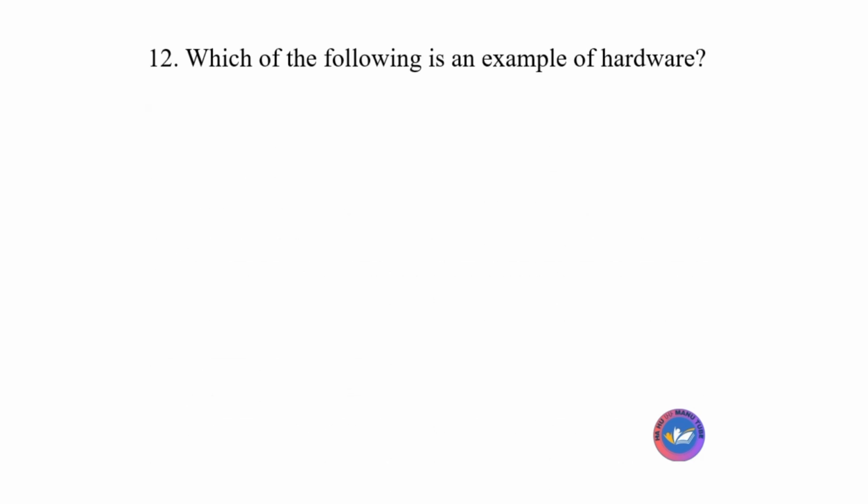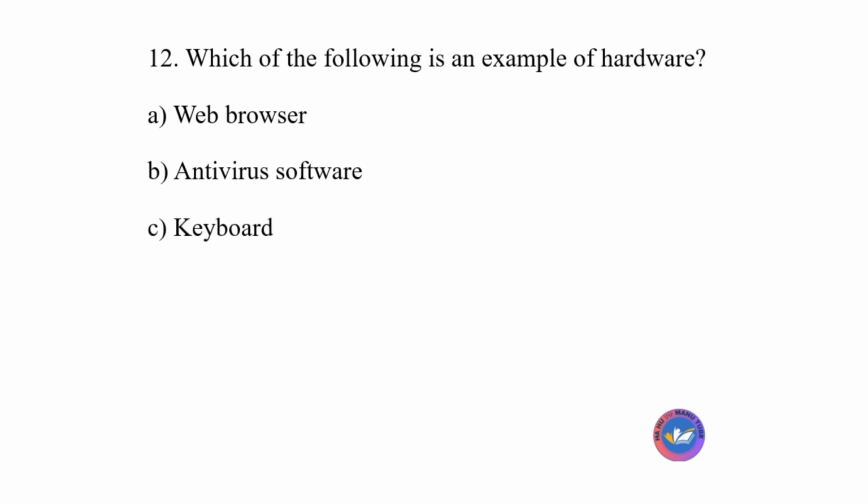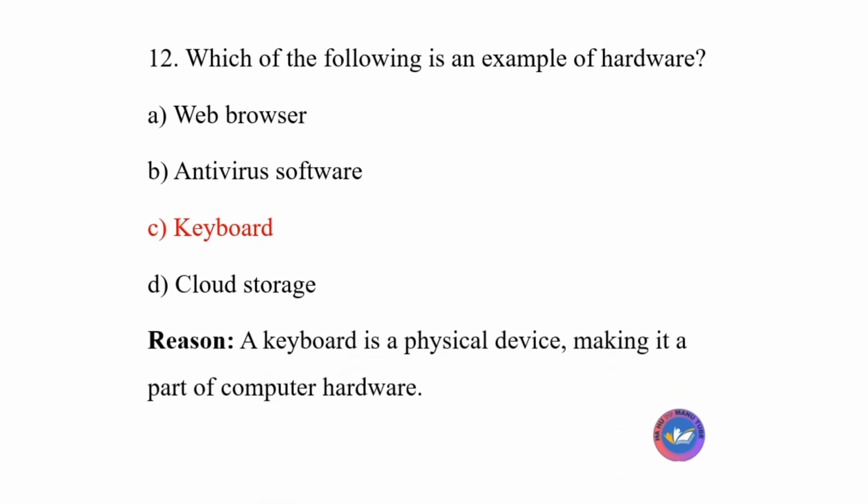Question number 12. Which of the following is an example of hardware? A. Web browser. B. Antivirus software. C. Keyboard. D. Cloud storage. The answer is keyboard. A keyboard is a physical device, making it a part of computer hardware.